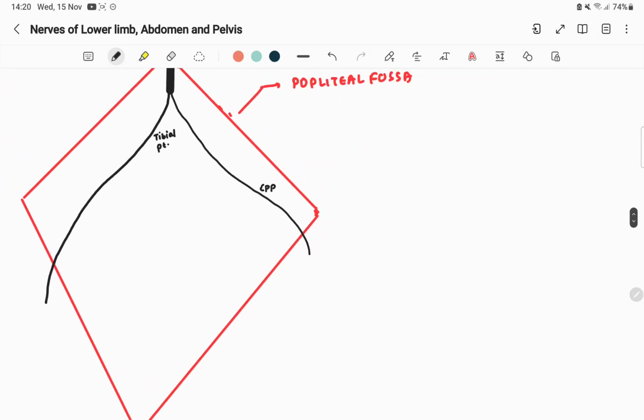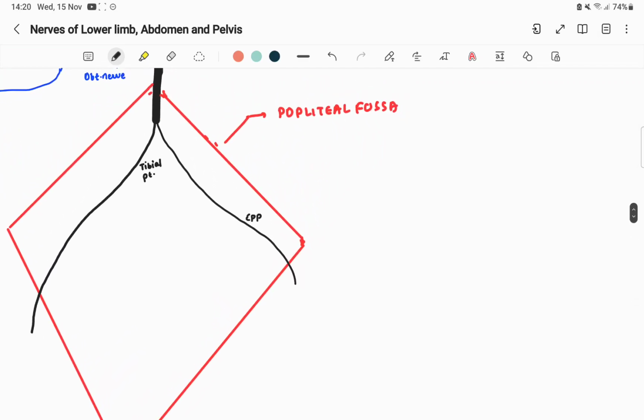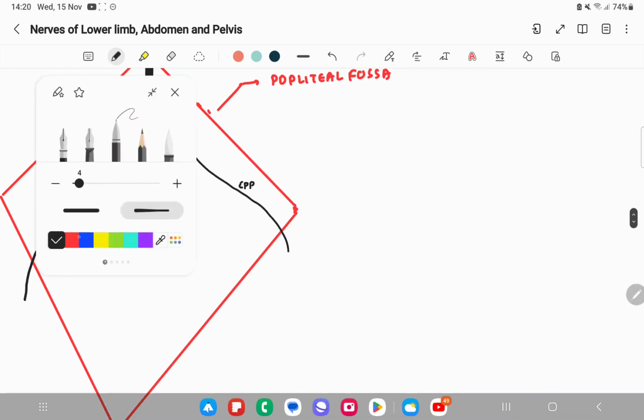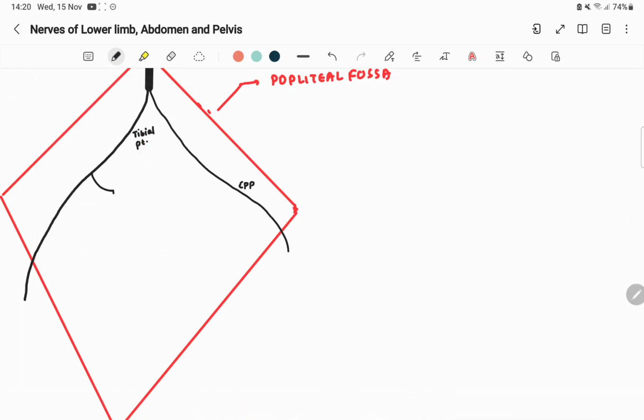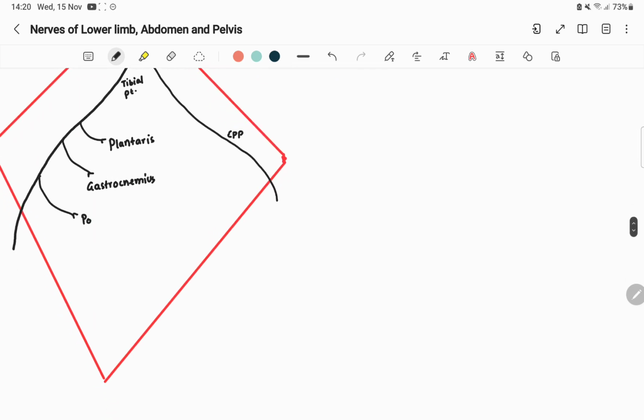The tibial part, within the popliteal fossa, will give innervation to three muscles. One is your plantaris, then your gastrocnemius, and your popliteus.